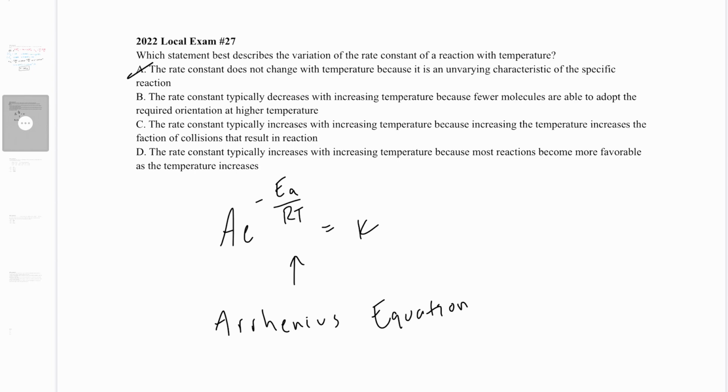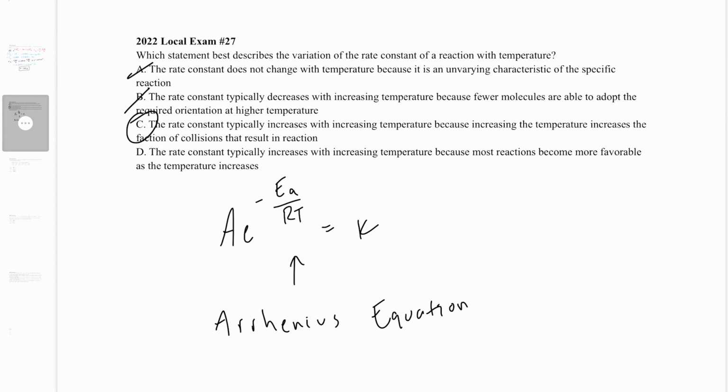B, the rate constant typically decreases. That's wrong. The rate constant typically increases. C, the rate constant typically increases with increasing temperature, because increasing the temperature increases the fraction of collisions that result in reaction. That's true. That aligns with collision theory. Basically, as you increase your temperature, the molecules start moving faster and faster. Therefore, you have more collisions, and there's more likelihood that you have more collisions that result in a reaction.